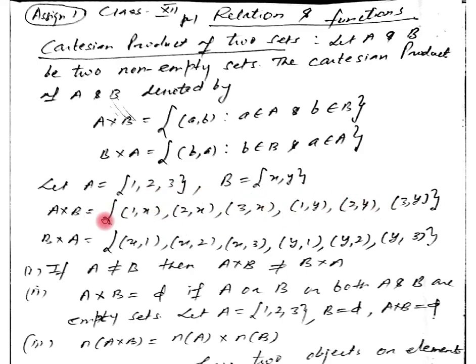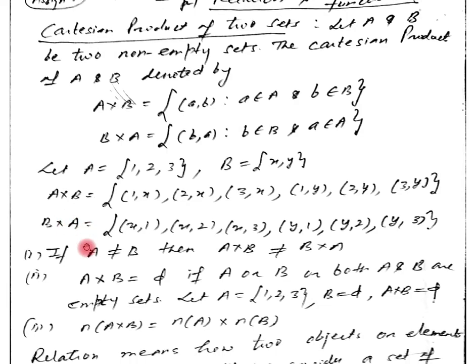So it is a set of ordered pairs, called A cross B: the first element is from A and the second element from B. Now conversely, B cross A: the first element is from B and the second element from A. So it may be (x,1), (x,2), (x,3), and then (y,1), (y,2) and (y,3). This is B cross A. If A and B are not equal, then A cross B can never be equal to B cross A. In general, A cross B is not equal to B cross A.